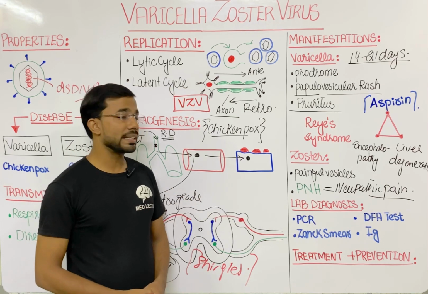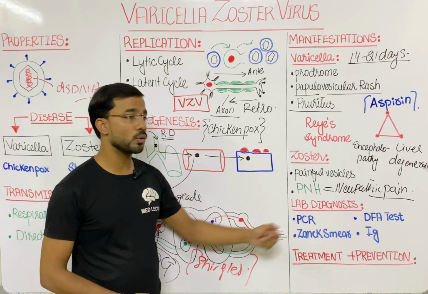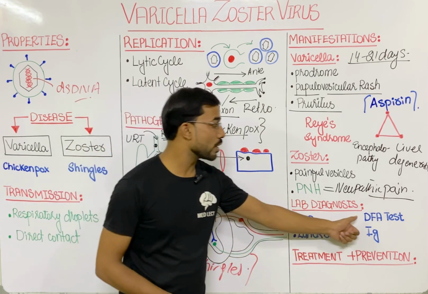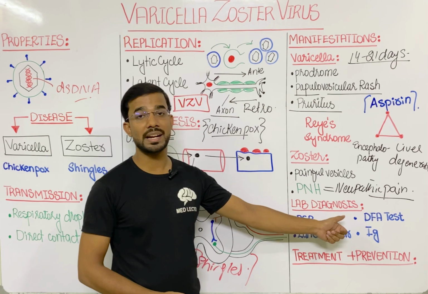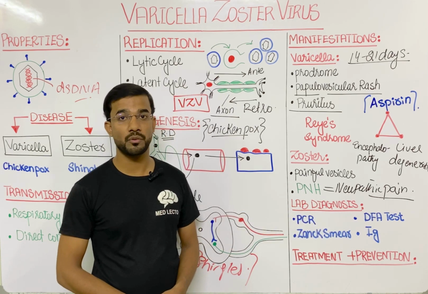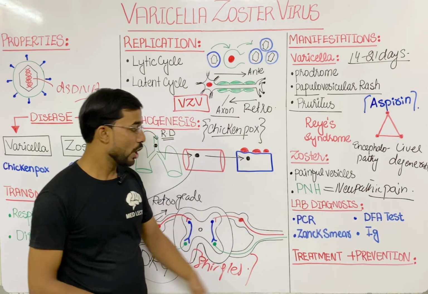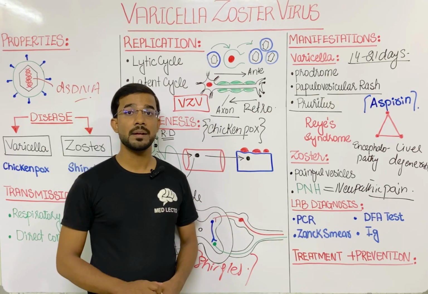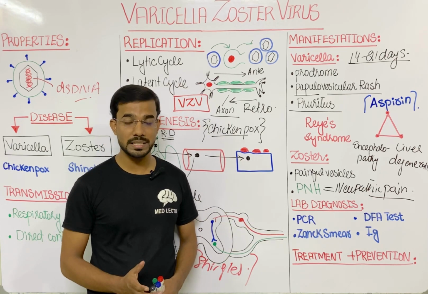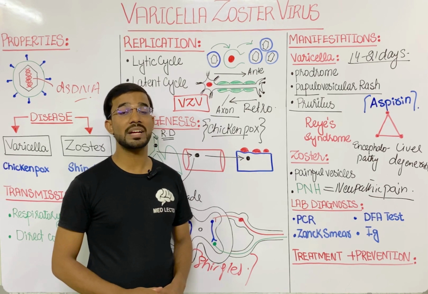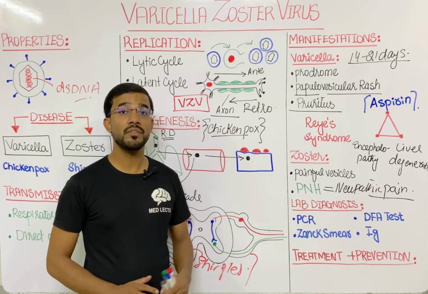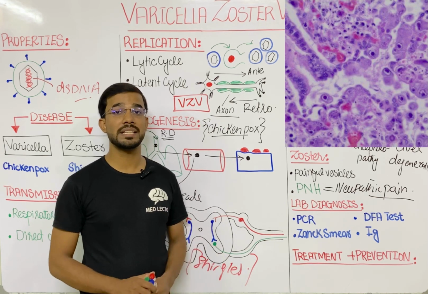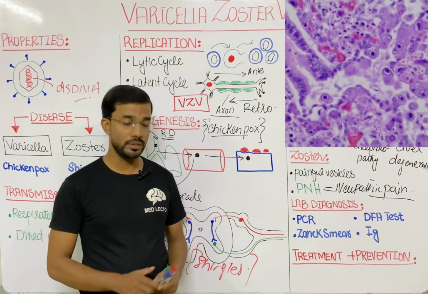If we look at the lab diagnosis, you can go towards the PCR of the viral DNA. You can also go towards the DFA, direct fluorescence antibody test, for the varicella zoster virus. You can also go towards the Tzanck smear. We will take the cells of the lesions, and after that we will look at them under a microscope, and we will see multinucleated giant cells, and inside the cell you will see inclusion bodies.